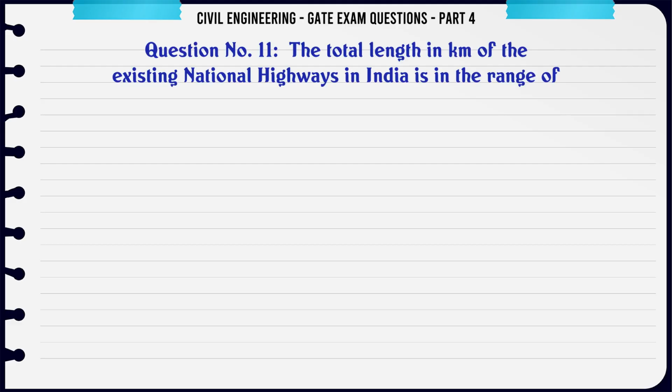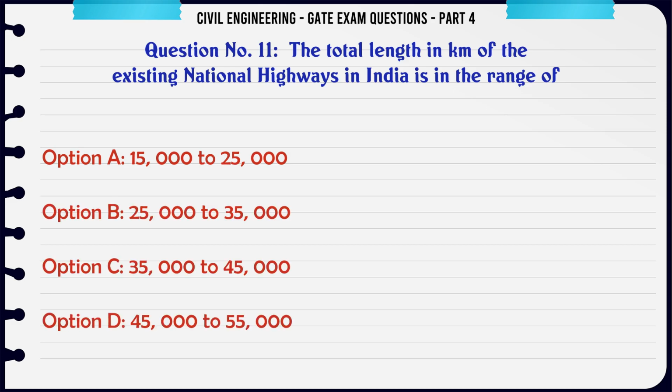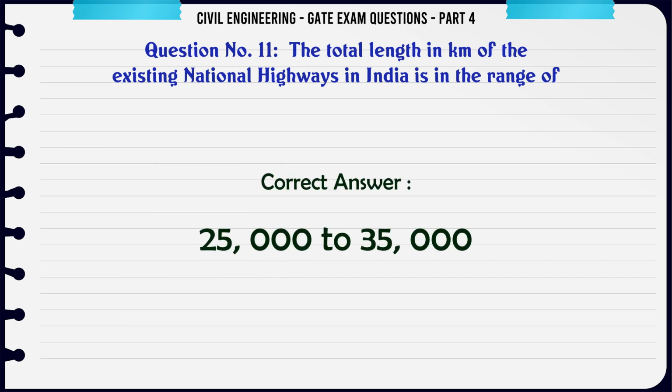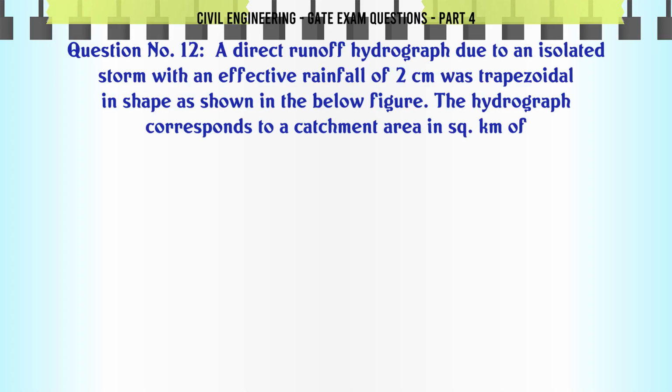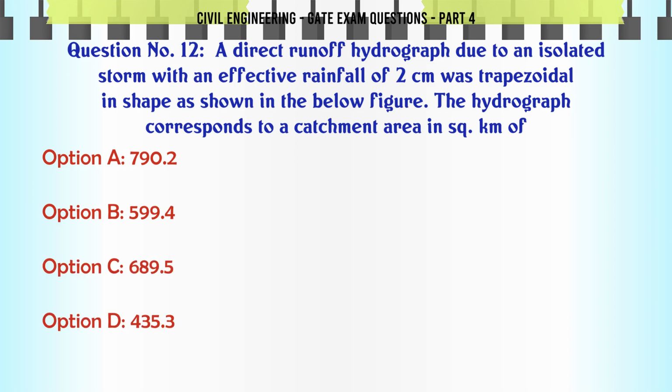The total length in kilometer of the existing national highways in India is in the range of A. 15,000 to 25,000, B. 25,000 to 35,000, C. 35,000 to 45,000, D. 45,000 to 55,000. The correct answer is 25,000 to 35,000.